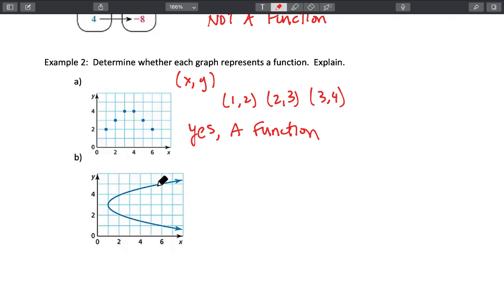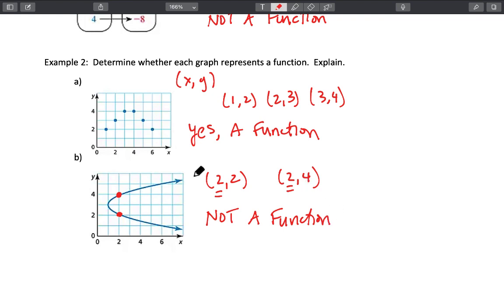All right, let's contrast that with the graph of 2b. Let's just take two ordered pairs. Let's take this ordered pair here and this ordered pair. Those ordered pairs, if we were to write them out, would be 2 over and 2 up. And the other one would be 2 over and 4 up. Well, you can see that we have a repeated x value. And that repeated x value would imply that this is not a function.